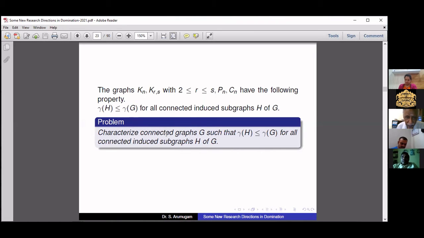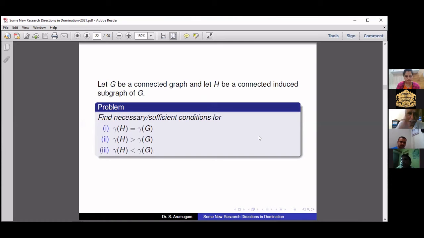Given a connected graph G, find for which connected induced subgraph gamma of H is less than or equal to gamma of G. This is a very interesting question, because all three things are available. So this is a more general way of looking at Quinn's problem. Quinn's problem is sitting here: for which induced subgraph is gamma H less than or equal to gamma G. Quinn's problem is a very small particular case of the general setup.